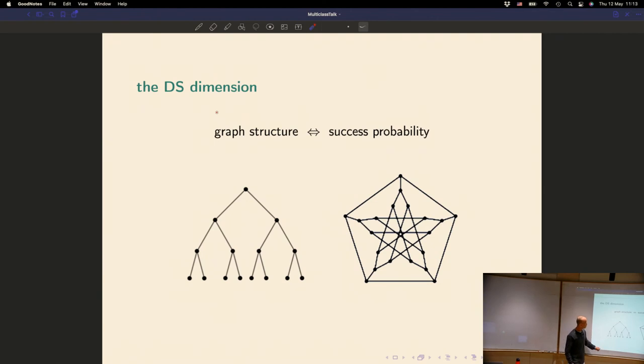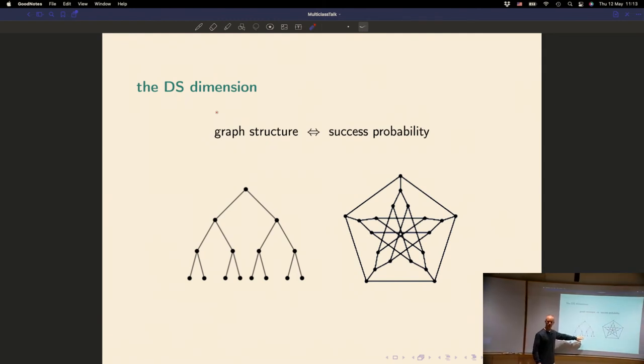You output the edge, not the... The input is the edge. We output one of the two endpoints. So there are two options. So here it's 50-50. Here we can do something non-trivial. If we got this edge, it is more likely that this vertex was the one than this vertex. So in a tree, we have a slight advantage.